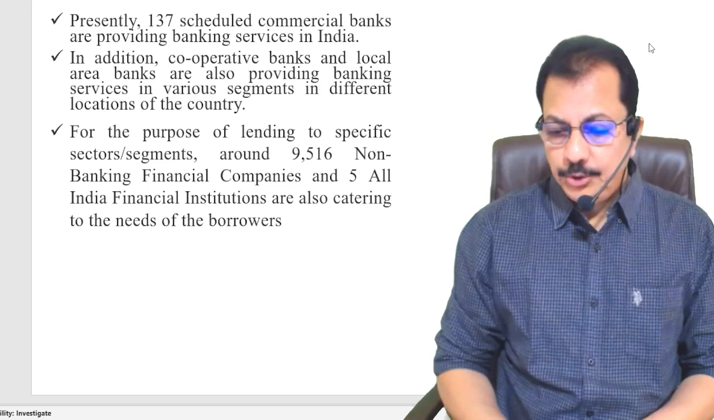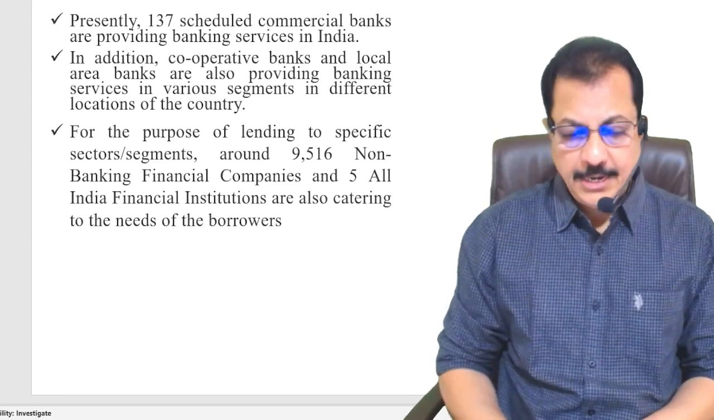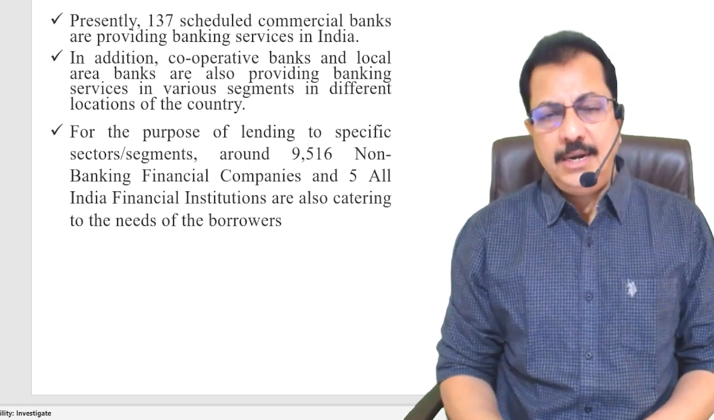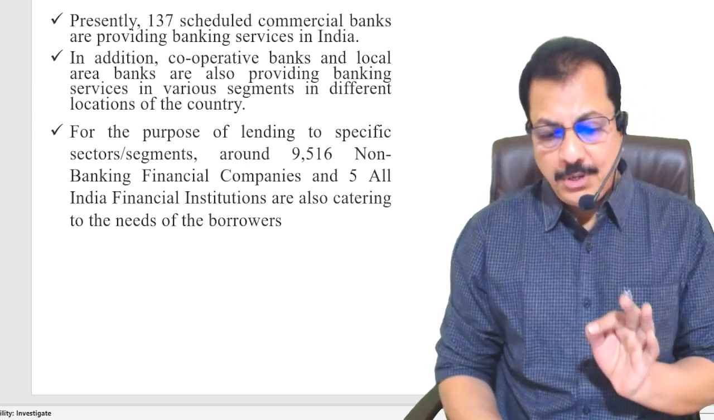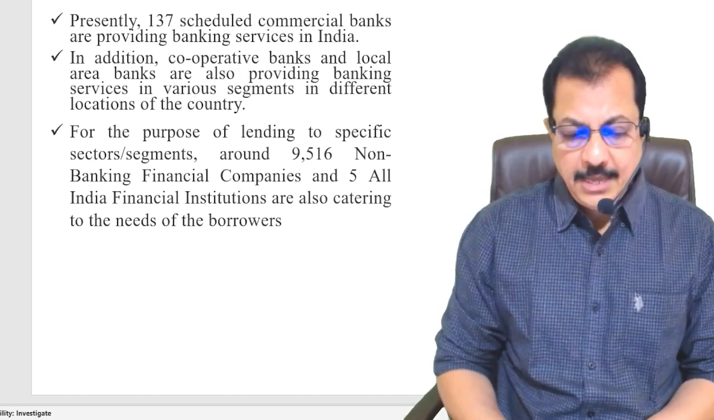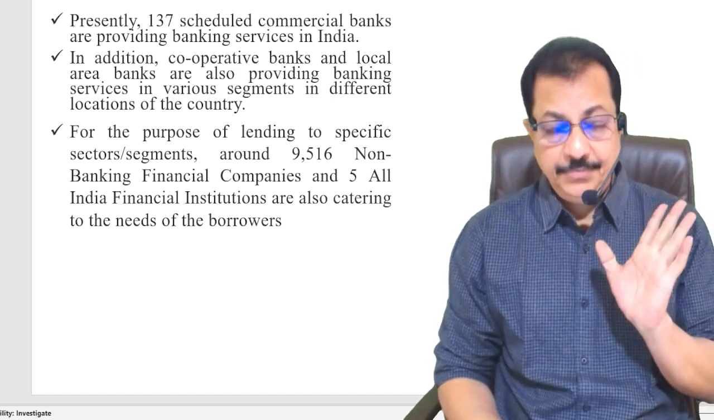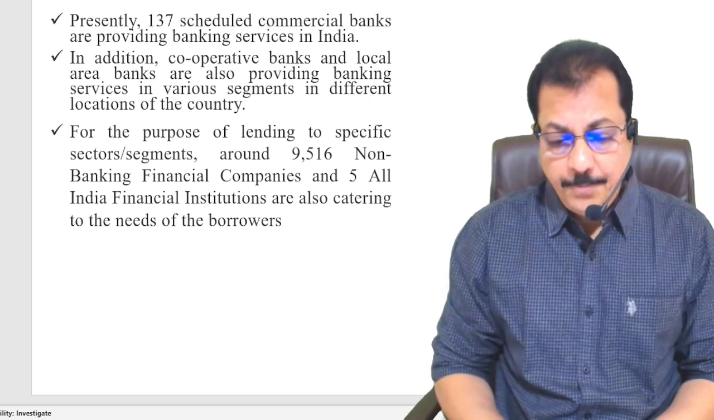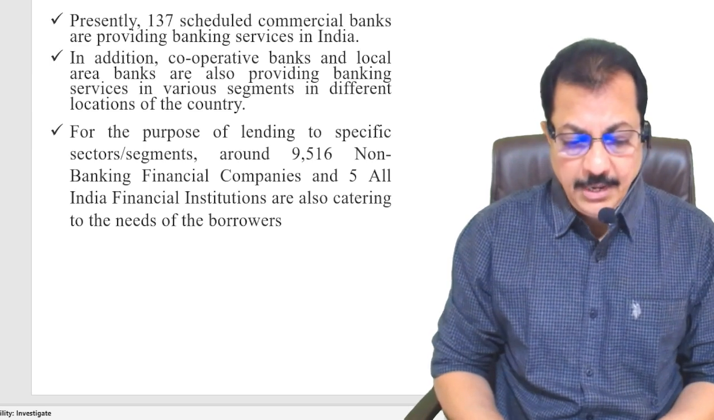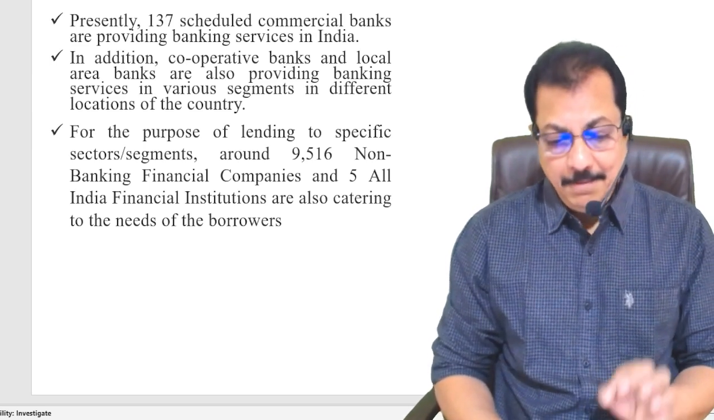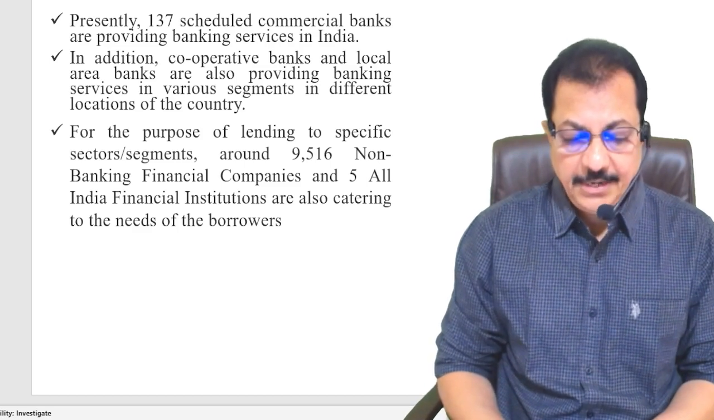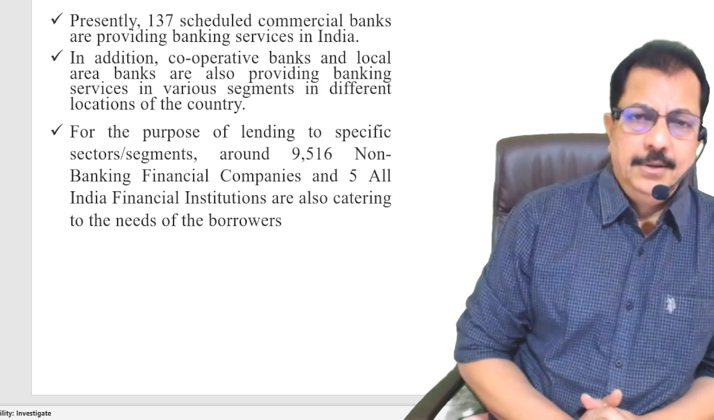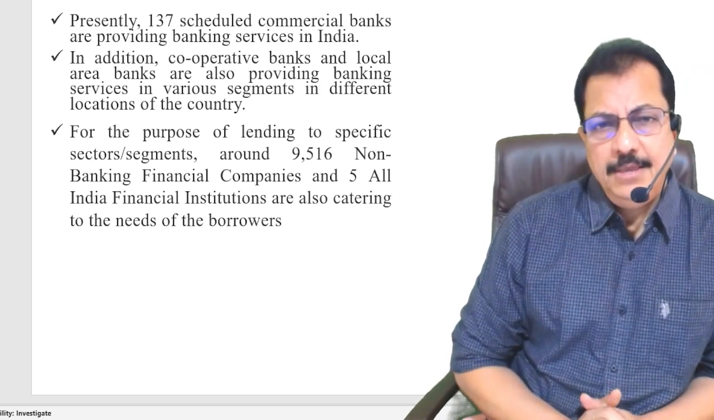Now, additional information, my dear friends, kindly have a look at this one. Currently, we have 137 scheduled commercial banks, and they are providing banking services in India. In addition, cooperative banks and local area banks are also providing banking services in different locations in the country. Clear?